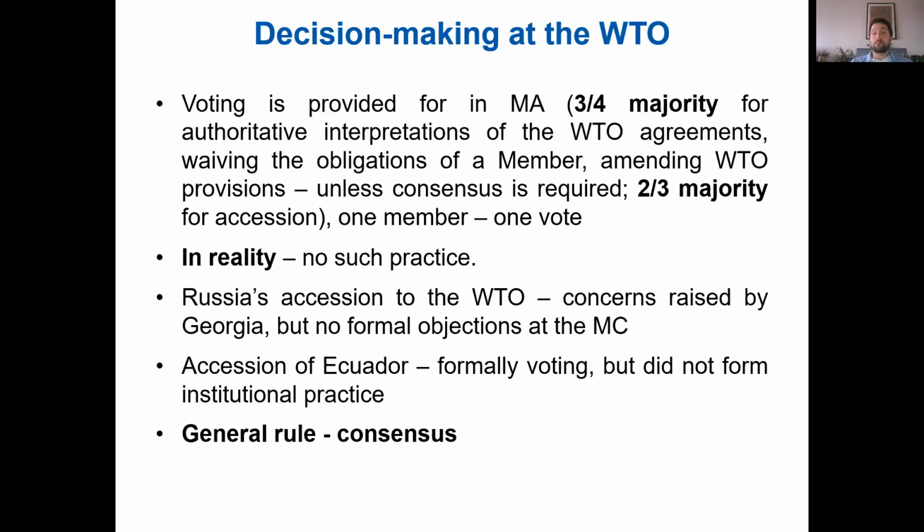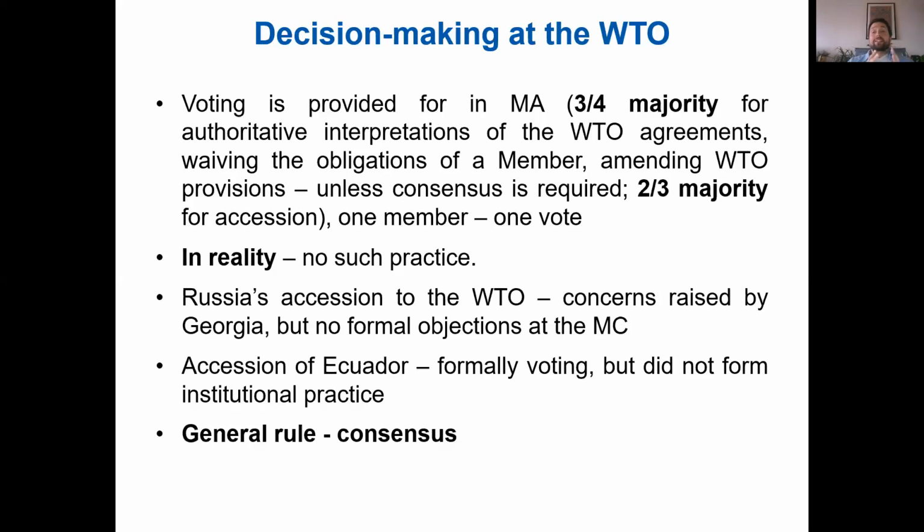It acceded by consensus. However, there was a moment of tension between Georgia and Russia when Georgia was threatening to raise formal objection. Russia was saying, if you do, then we request voting, and a two-thirds majority will support our accession in any case. Therefore, there was this ping pong of some unpleasant diplomatic behavior and remarks, but ultimately that situation has been resolved.